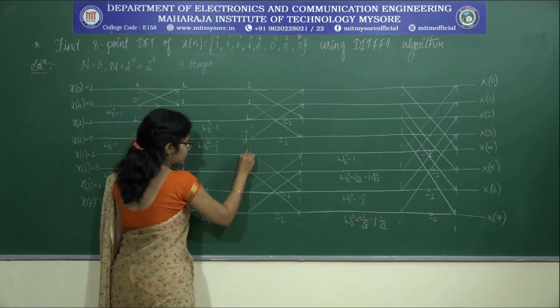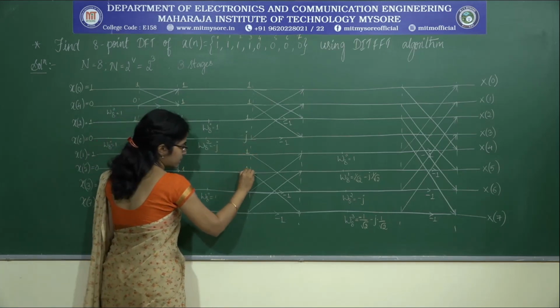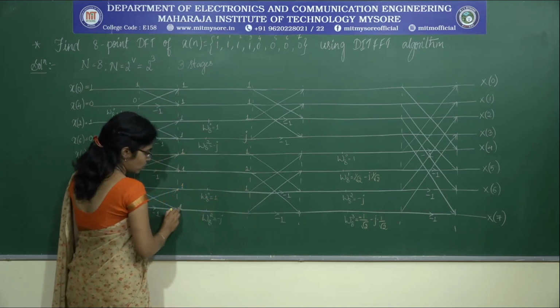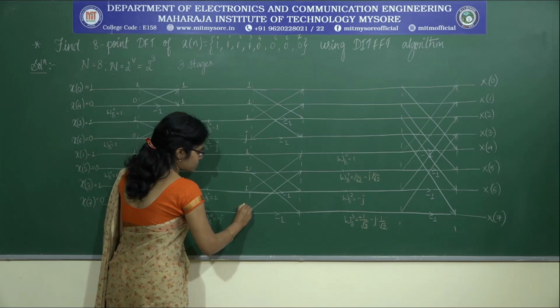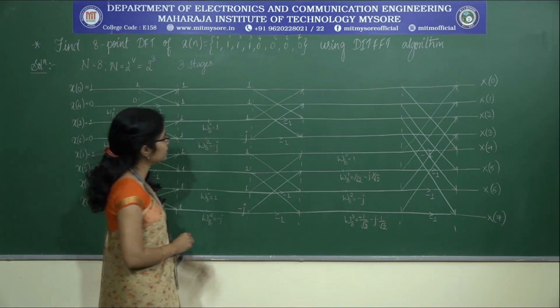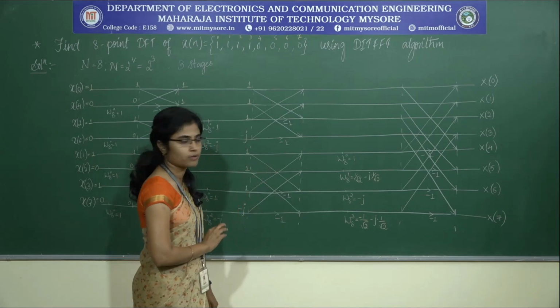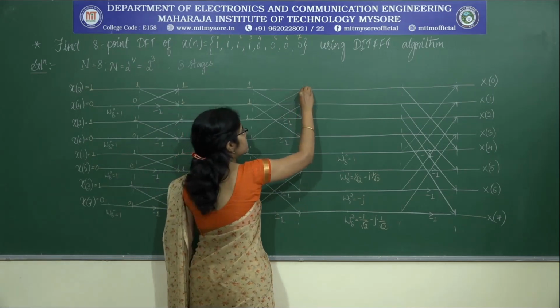So this one directly comes here, this one directly comes here. 1 into 1 is 1. 1 multiplied with minus j gives you minus j. Okay. We are ready with the input to second stage. Let us try to find out the output of second stage. So let us stand here.